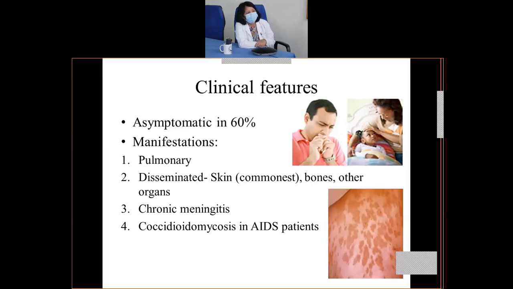But when they do cause manifestation, they may manifest in the form of pulmonary infection. Dissemination can occur to the skin, which is the commonest form, the bones as well as other organs. They may even cause chronic meningitis, and cause infection in AIDS patients. So infection in immunocompromised is more severe. The manifestations will be in the form of pulmonary, meningitis, disseminated, but it will be more severe in immunocompromised patients.